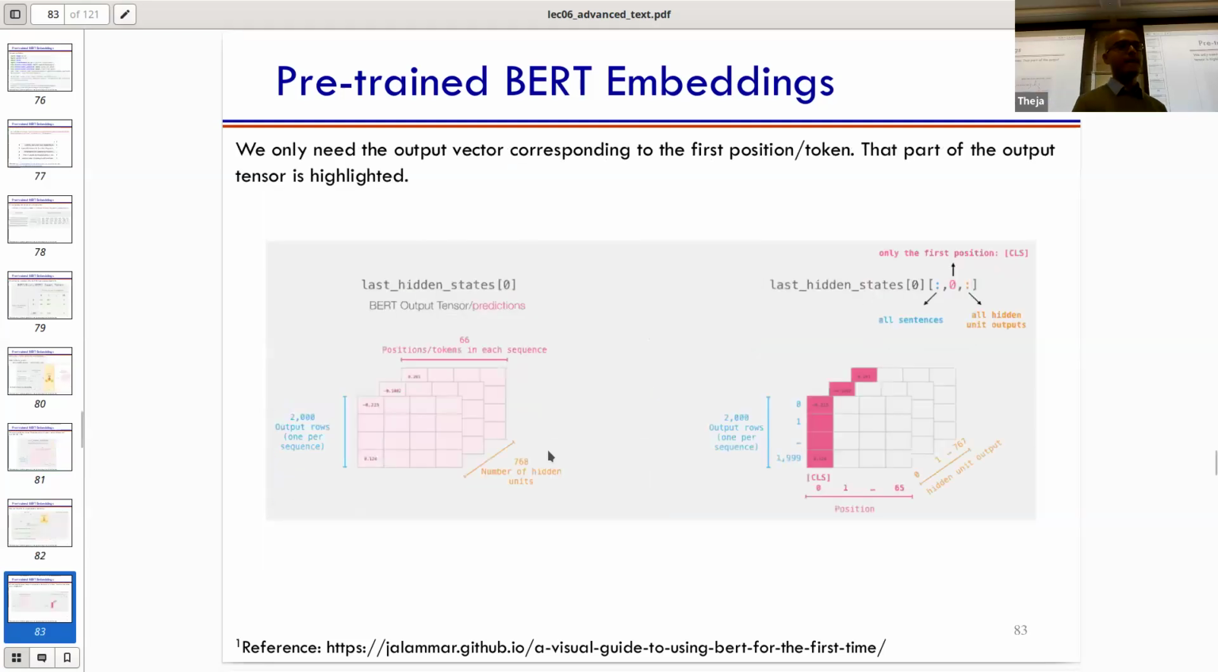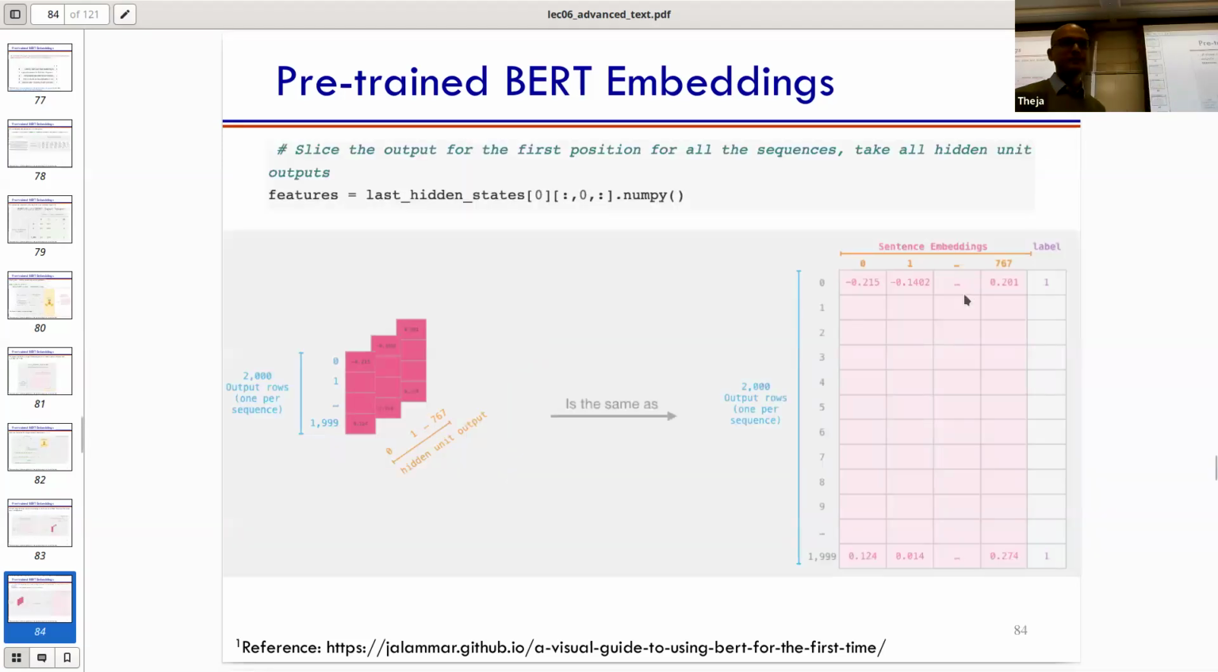I think these 2 slides just say something which you guys are already familiar with, so I will not discuss it. Once you pick up those vectors corresponding to each sentence, then that's the embedding. And so you can just convert back to NumPy so that you can use it for scikit-learn or whatnot. Okay. Any questions here?